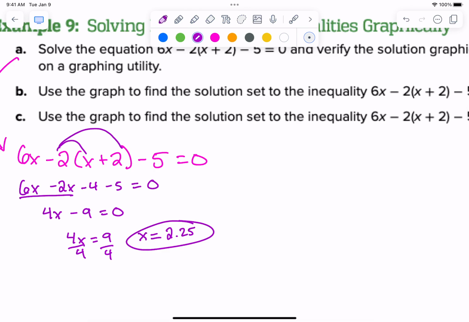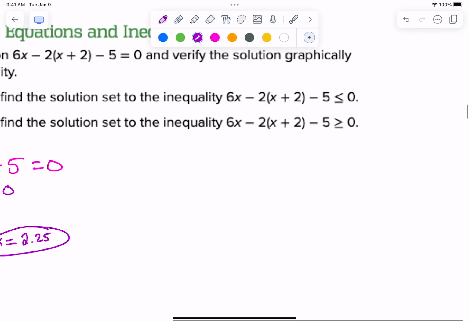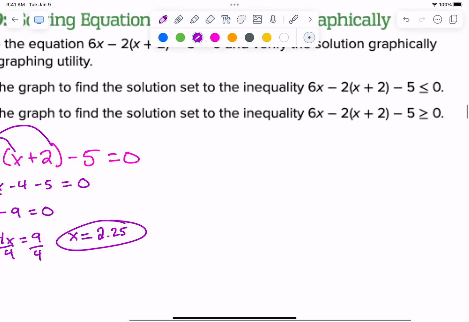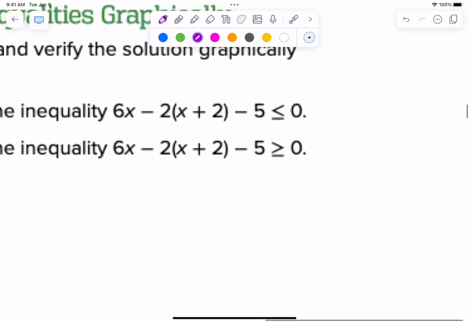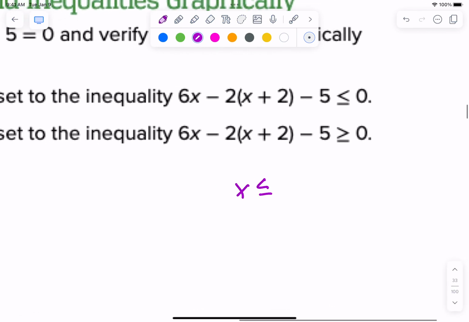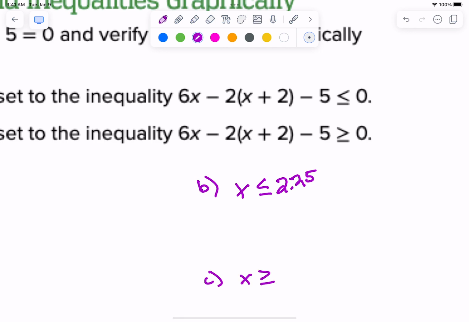B says use the graph to find the solution. This one would be the same thing again, right? This one would be x is less than or equal to 2.25, which is 9 fourths. And that's B. And then that's C, the sign is x is greater than or equal to 2.25.